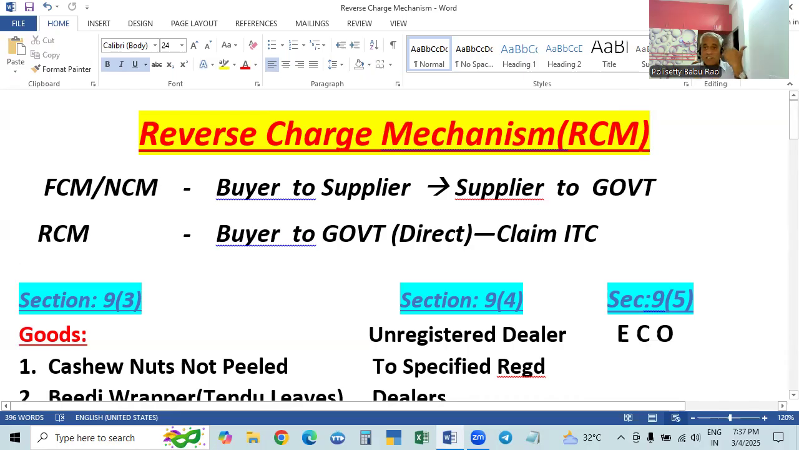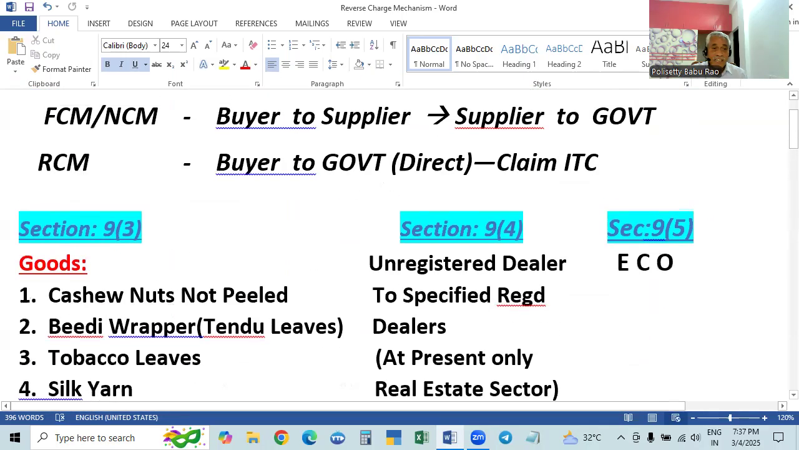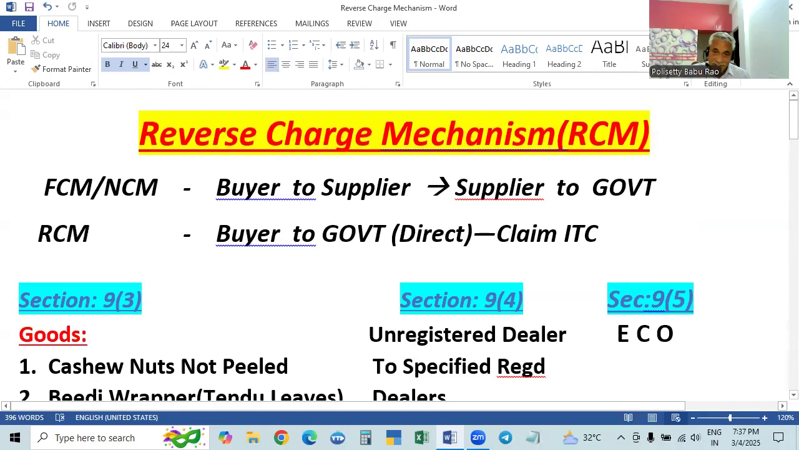This is in the reverse order. So that is why this is called the reverse charge mechanism. The buyer will pay to the government directly, and then he will claim the ITC. The buyer, that is the recipient, will not pay to the supplier. This is called the reverse charge mechanism.